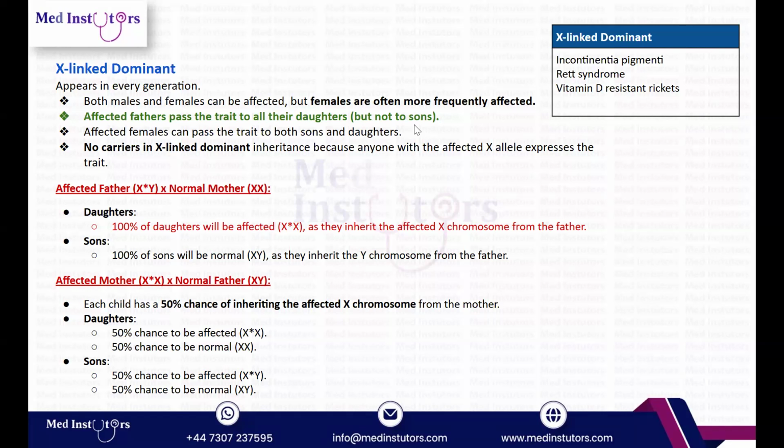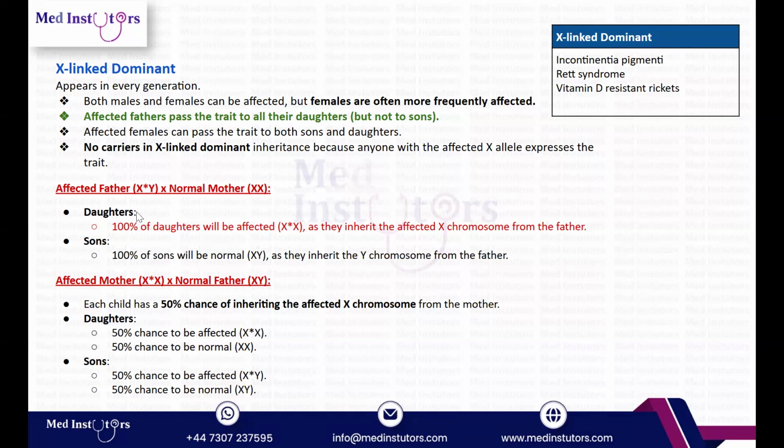Why not to sons? Again, the answer is simple, because the father is going to pass the Y chromosome instead of X. So there is no chance for a son to get the condition from his father in case of X-linked dominant. And since it's dominant, one affected gene is enough to cause the condition. So the affected father passes the trait to all their daughters. Affected females can pass the trait to both sons and daughters. There are no carriers in X-linked dominant inheritance, because anyone with the affected X allele expresses the trait. So this is similar to autosomal dominant.